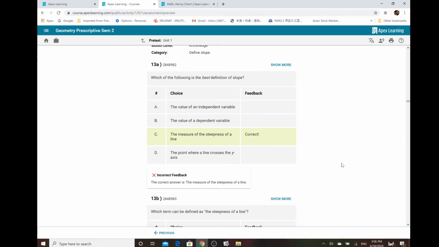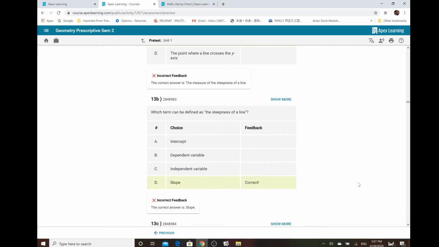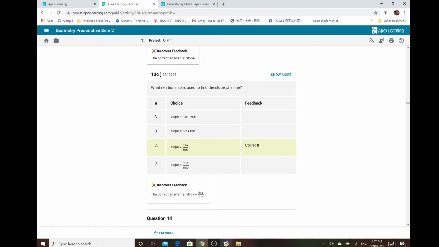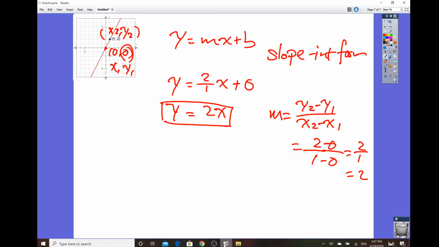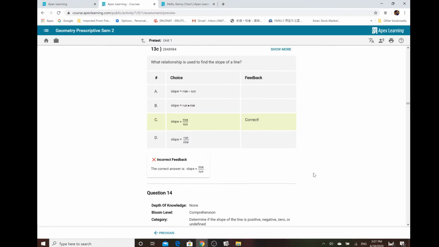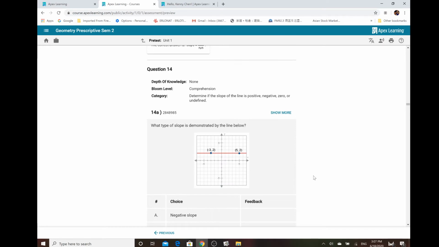Which of the following is the best definition of slope? The definition of slope shows the steepness of a line, rise over run, or sometimes considered delta y over delta x. Which term can be defined as the steepness of a line? That's slope. Okay, so another way to describe the slope is rise over run.